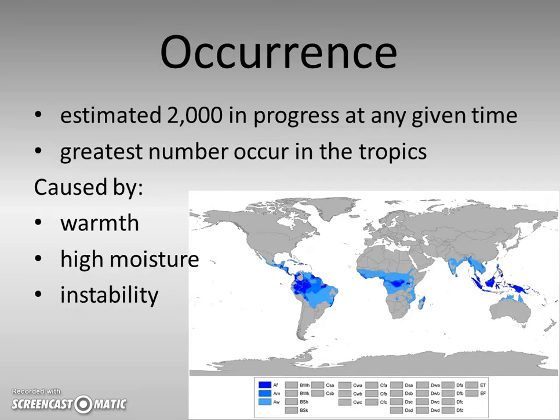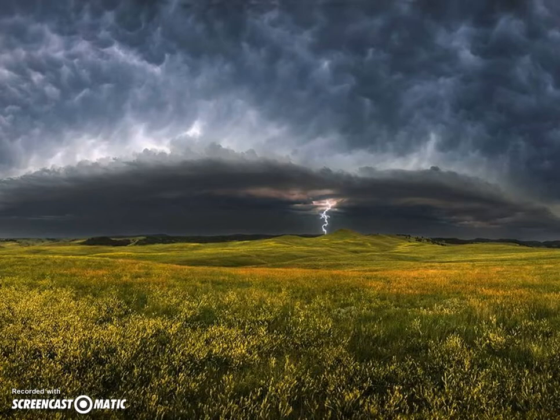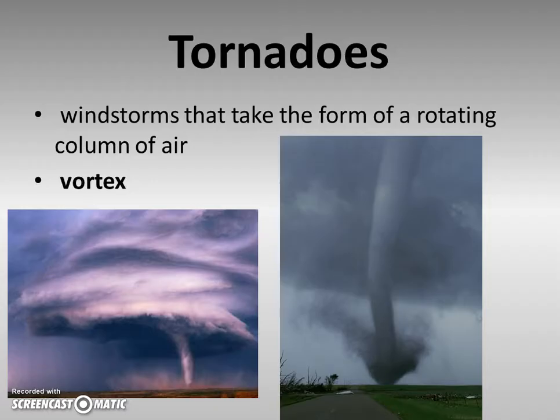Thunderstorms are very common. It's estimated that there are 2,000 happening at any given moment in time. So say right now, there are 2,000 thunderstorms happening all over the world. The greatest number of these are going to occur in the tropics, so where you have really warm air all the time. And anything that you can see in the picture that's highlighted in blue, those are where the tropics are, that you have those thunderstorms. Thunderstorms are caused by warmth, very high moisture, and instability. So here's an image of a thunderstorm.